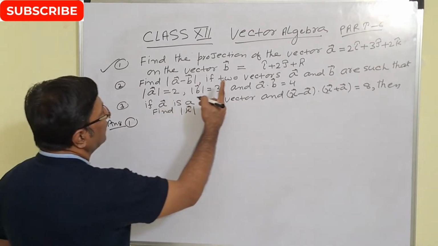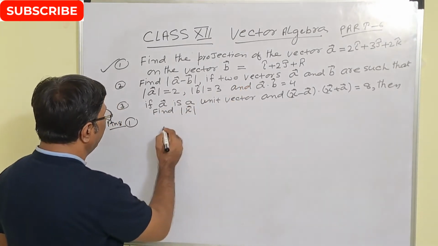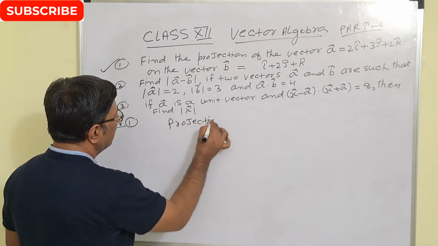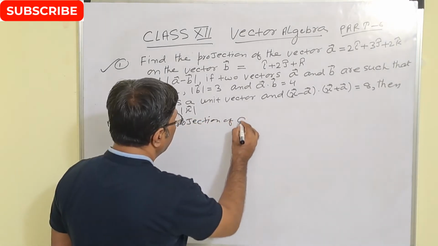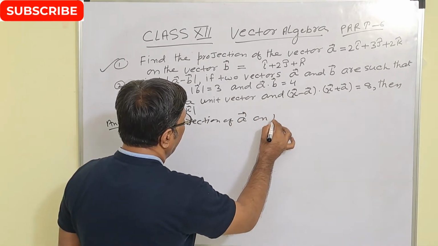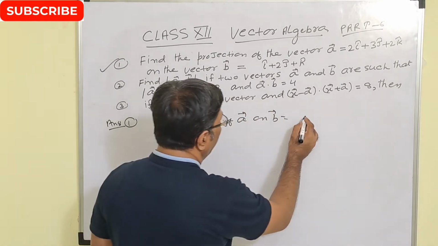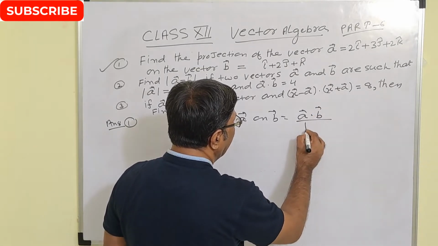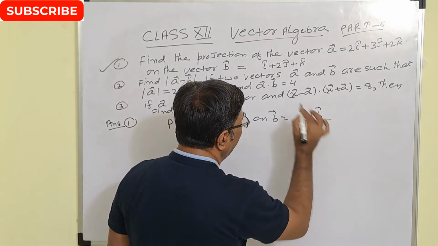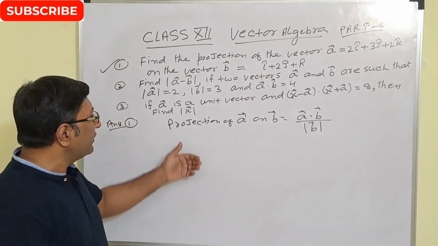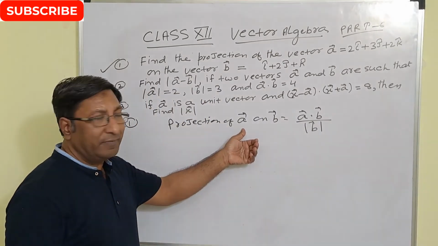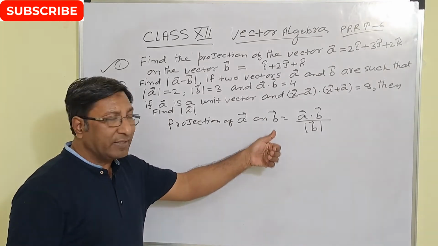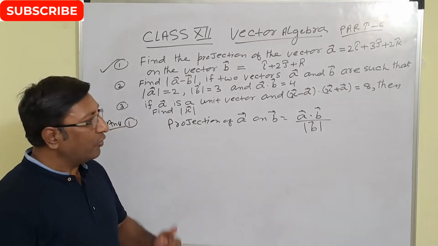सो आंसर फर्स्ट इज प्रोजेक्शन ऑफ द वेक्टर ए ऑन बी। सो प्रोजेक्शन ऑफ वेक्टर a on vector b equal to a vector dot b vector divided by magnitude of b vector. This is the formula. Projection of a vector on b vector is what? A vector dot b vector divided by magnitude of b vector.